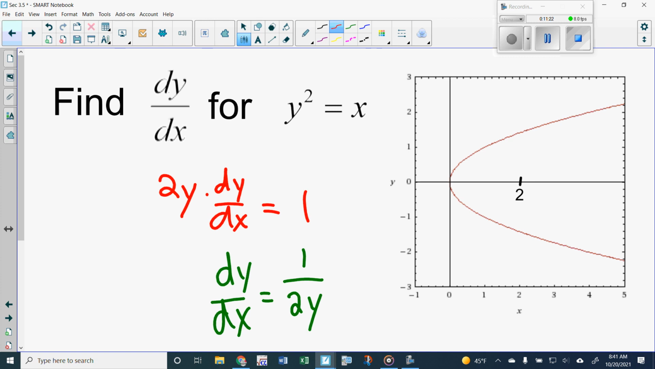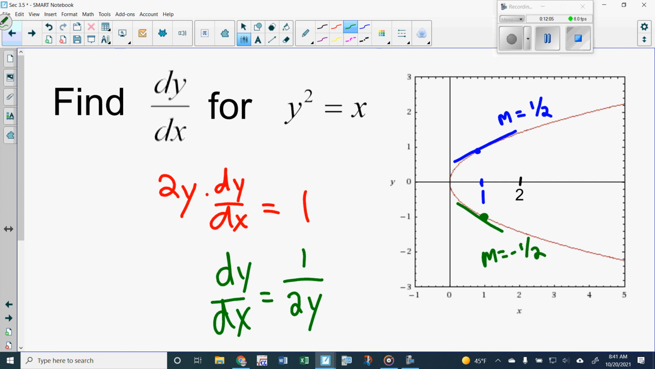So, for example, if I was at x coordinate 1, my y coordinate is 1. So what is the slope of that tangent line by plugging 1 in there? 1/2. That matches. Now, we also have down here, my y coordinate is -1. So if I put -1 in there, I get -1/2.